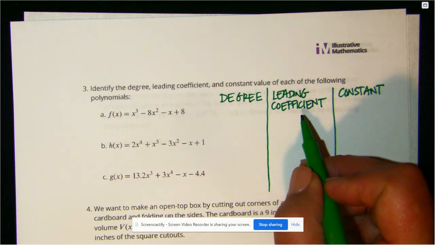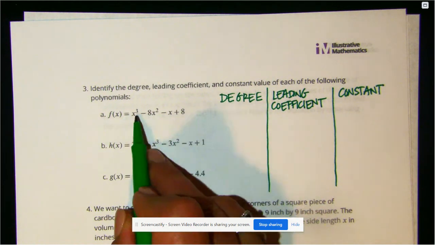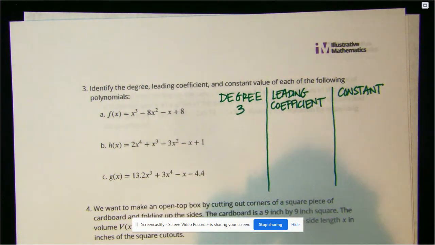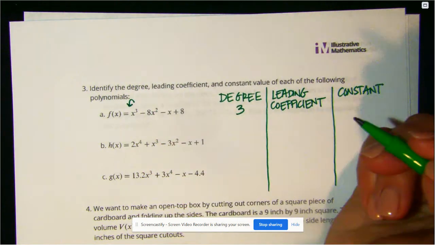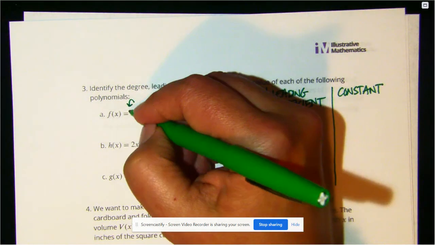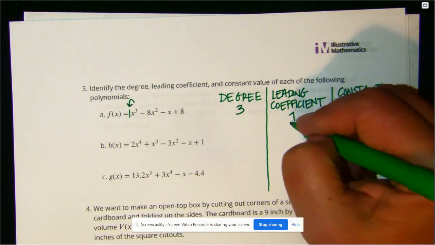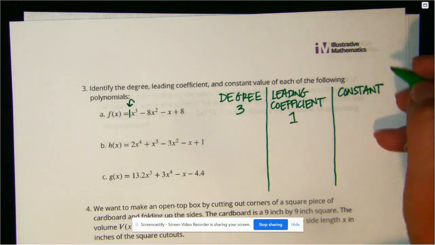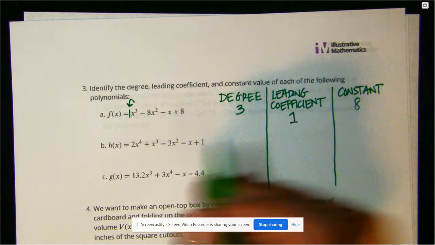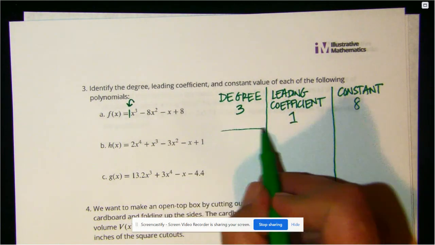And how do you know which one? Because it's whichever one is in front of the highest power. So let's scan. Yep, third degree. Leading coefficient is the number in front. We'll look in front there. What number's there? There's a 1 there, ninja 1. And the constant, a constant is a number without a variable. So 8.